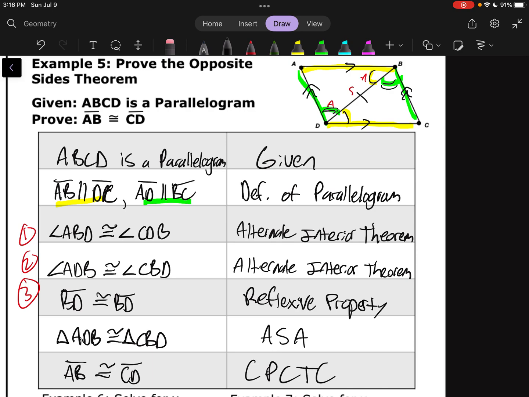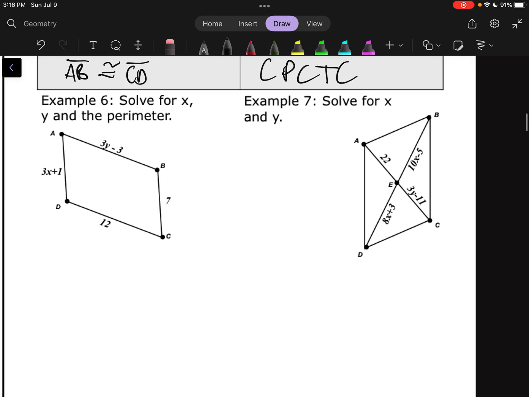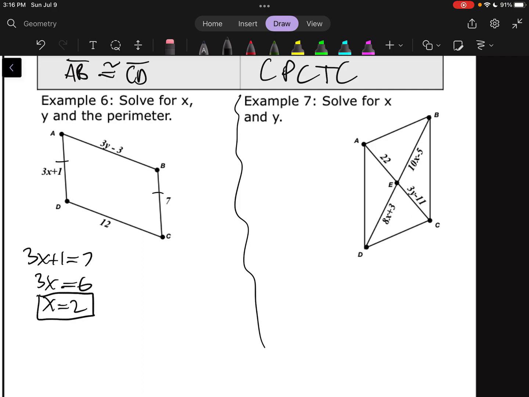Cool. Now, let's do a little bit more algebra. So we got two parallelograms down here. This first one, we're going to solve for x, y, and the perimeter. Well, what do we know about parallelograms? Well, opposite sides, like we just saw, must always be congruent. So let's start with x. 3x plus 1 must be equal to 7. Subtract the 1, we get 3x is equal to 6. That gives me x is equal to 2. If I plug that 2 back in, 3 times 2 is 6, plus 1 is 7. So, cool, that checks out.